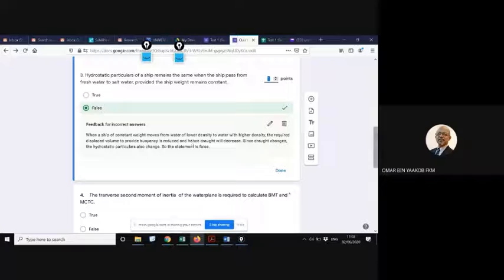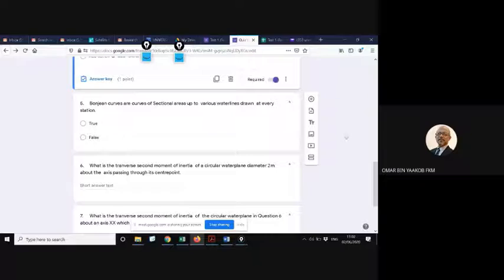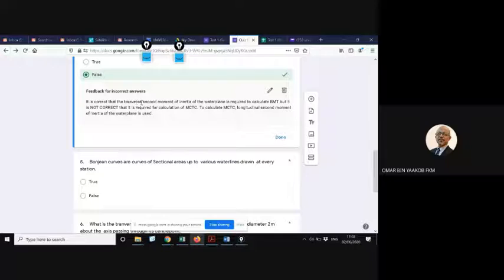Number four, the transverse second moment of inertia of the water plane is required to calculate BMT and MCTC. Is this correct? No, you see the notes. To calculate BMT, yes, you need the transverse second moment of inertia, or moment of area. But it is not correct that it is required to calculate MCTC. Because for MCTC, you need the IL, not IT, the longitudinal second moment of area.